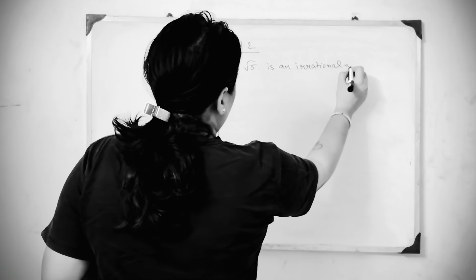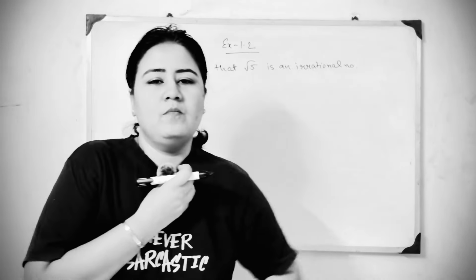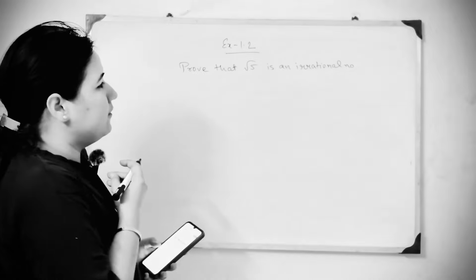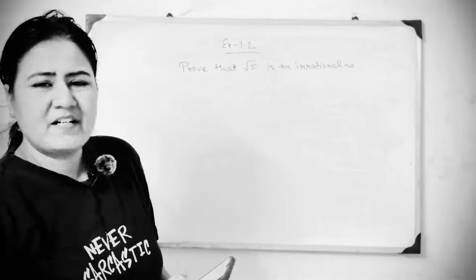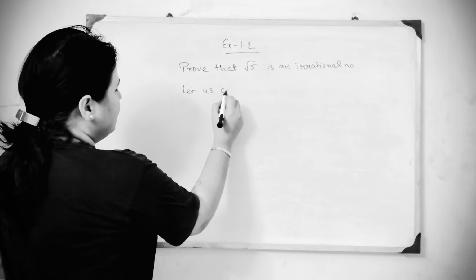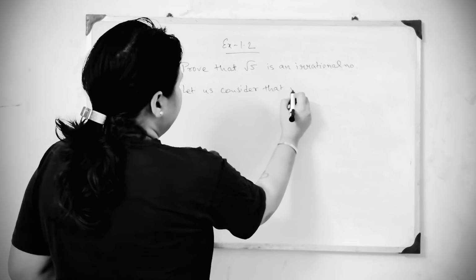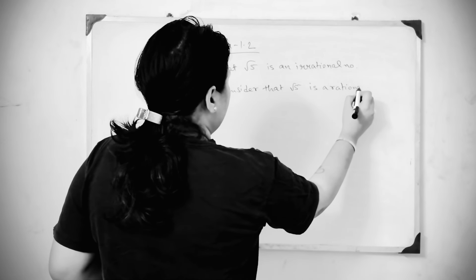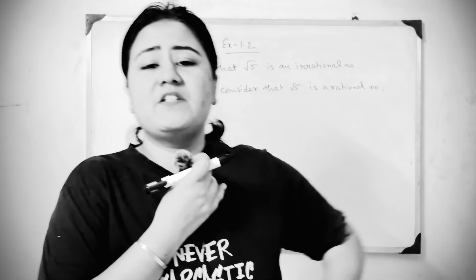Okay, so in order to prove this, the first thing that we assume, if you have done the first exercise, you will understand, is that root 5 is a rational number. Let us consider that root 5 is a rational number, because we have to prove it is irrational. So let us see if it is really rational.